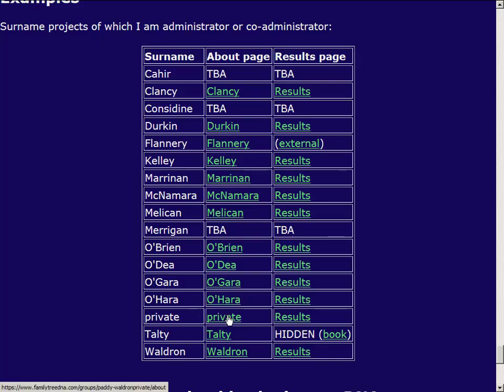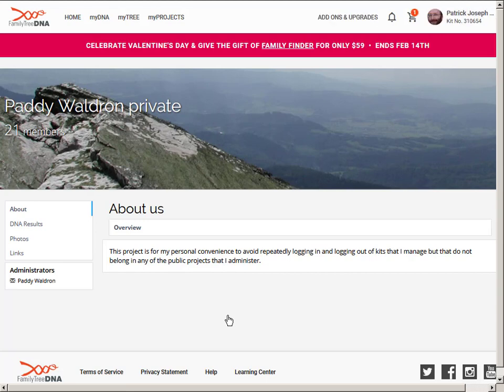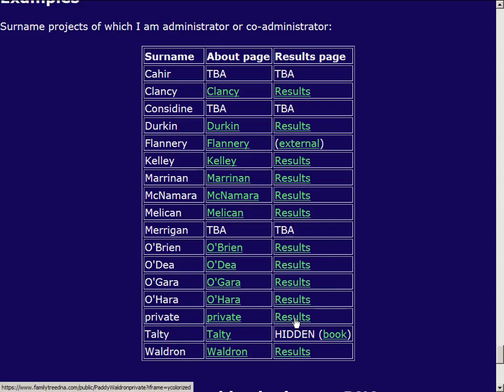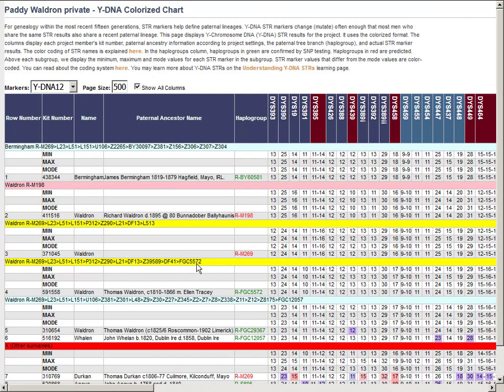I have set up my own private project, which I just used for the convenience of switching back and forth between different kits that I manage. GDPR put an end to that because you have to go through even more hoops. But I have put some Irish Waldrons in here, which are rather interesting. Hopefully we'll be able to see. I have 4 Waldrons and a Whalen. They're the only 4 Irish Waldrons I know who have done Y-DNA.